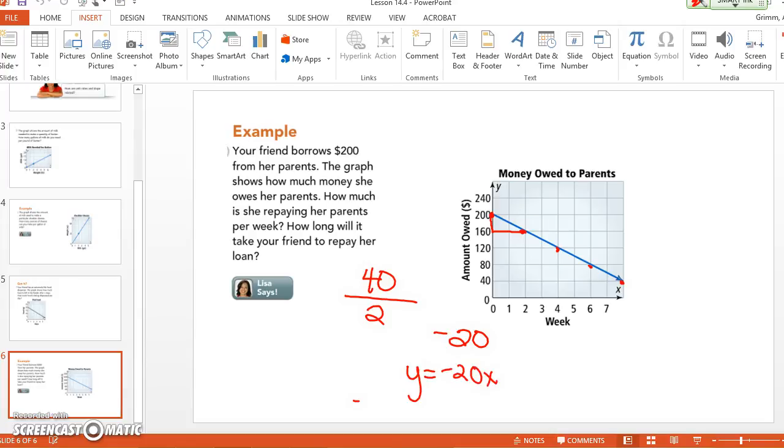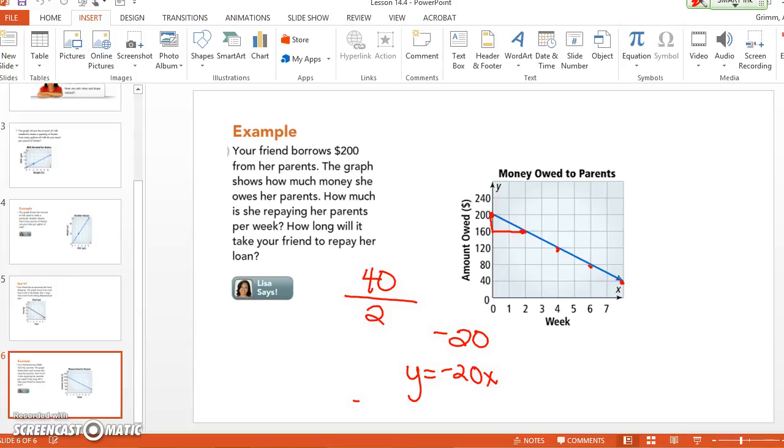Very good. Who can explain to me what this situation means? Sam? She pays $20 per week. She pays $20 a week. Okay. Add to that, Chase. She owes $20 less each week. Okay, you could say it that way too, James. She loses $20. She's losing it to her parents. Okay, Ashton? It's going to take her 10 weeks to repay her parents.